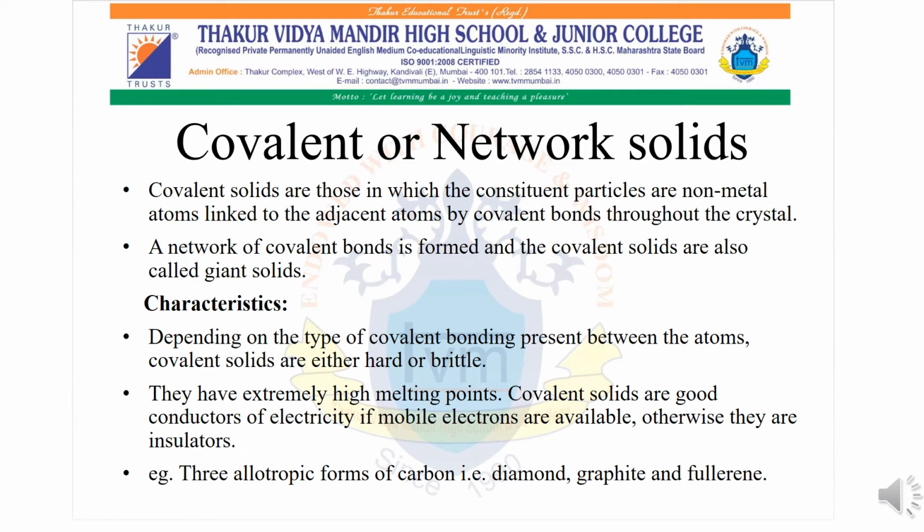Now let's check the characteristics of covalent solids. Depending upon the type of covalent bonding present between the atoms, covalent solids are either hard or brittle. They have extremely high melting points. Covalent solids are good conductors of electricity if mobile electrons are available. Otherwise, they are insulators. Example, three allotropic forms of carbon, that is diamond, graphite and fullerene.